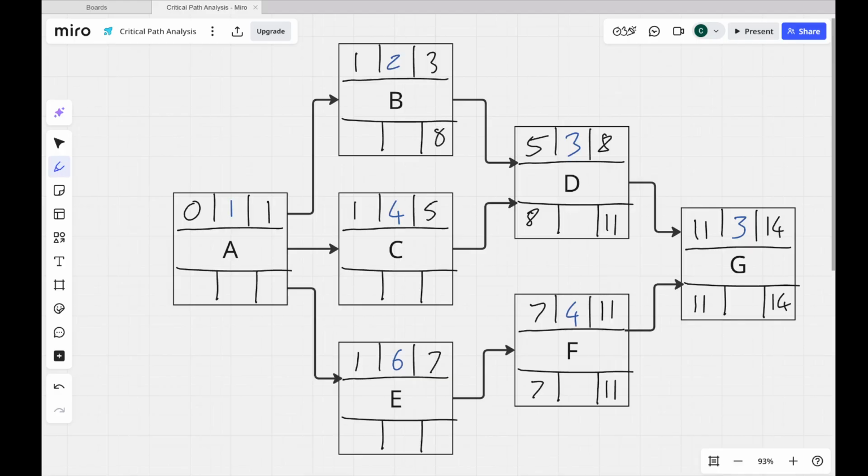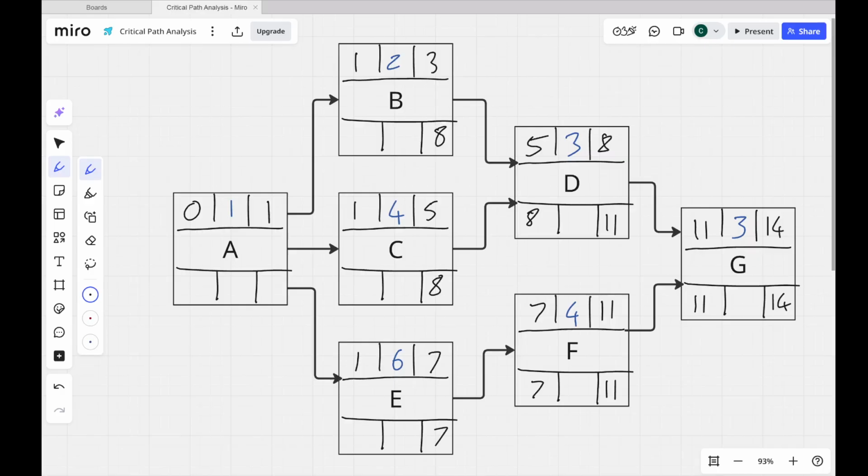So the 8 carries from that back down the arrow to go in there. That is also the same for C, because D cannot begin until C is finished, and so C has that dependency with D. The latest start for D is 8, therefore the latest finish for C is day 8. F has nothing to do with B, C or D, so we're only looking at that latest start of 7 there. Just carrying that back down the arrow, that's the latest finish for E.